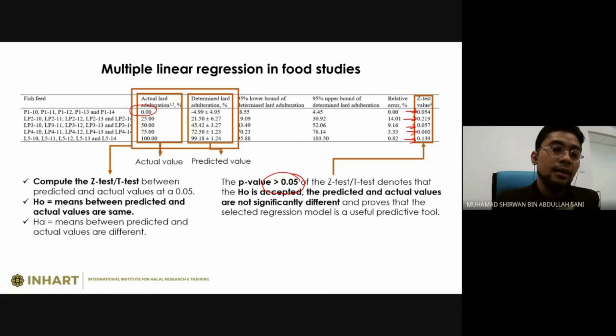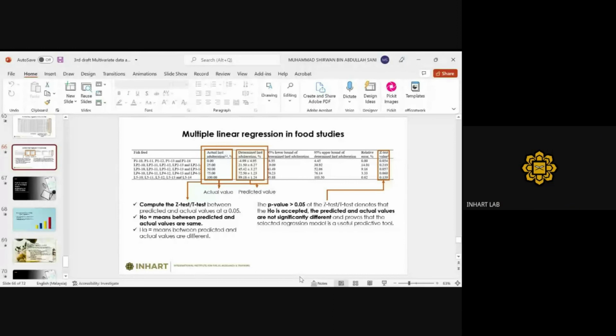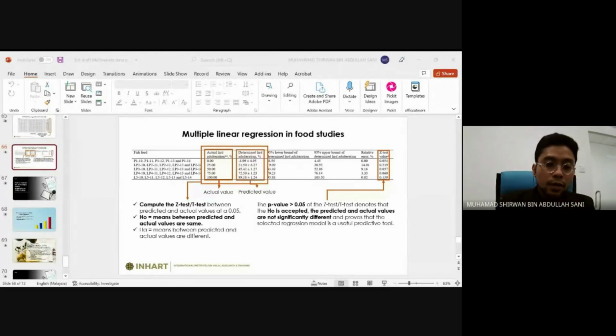Okay, so up to this slide, we have reached the end of our workshop. Before anything, do you have any questions so far? So far at the chat box, no, not sure. Okay. So everyone, we have reached the last part of our multivariate data analysis in food studies.